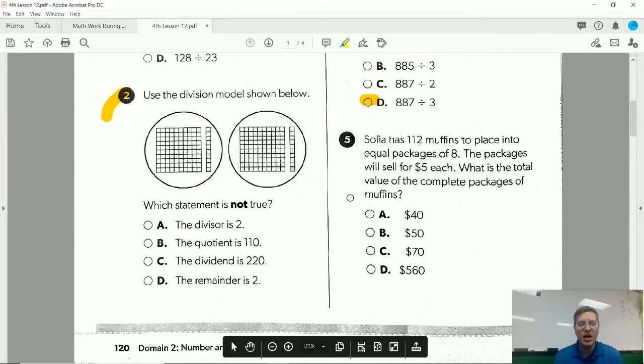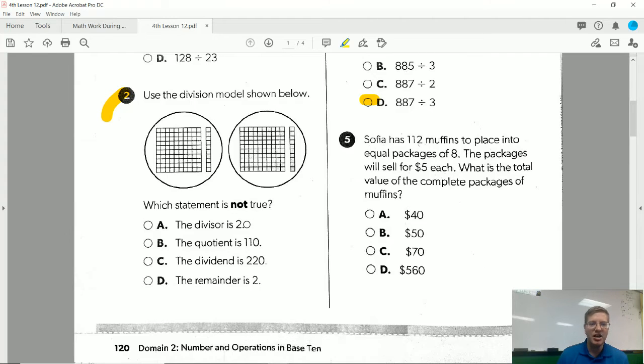Number 2, which statement is not true? So the divisor is 2. That means we are dividing it into 2 groups. So that would be correct. The quotient is 110. So we would take the amount of one of these groups. We have a 100 block and a 10 block. So that one is true. If we have 110 for both of these, that means our dividend or our starting number would be 220, and that means letter D is not true. We do not have a remainder.